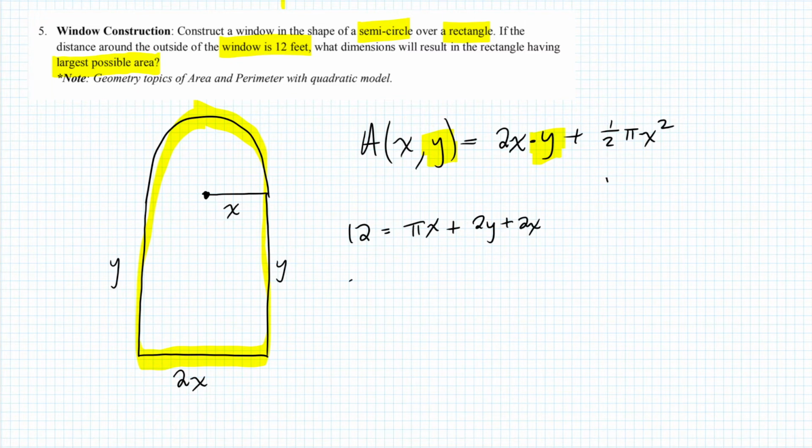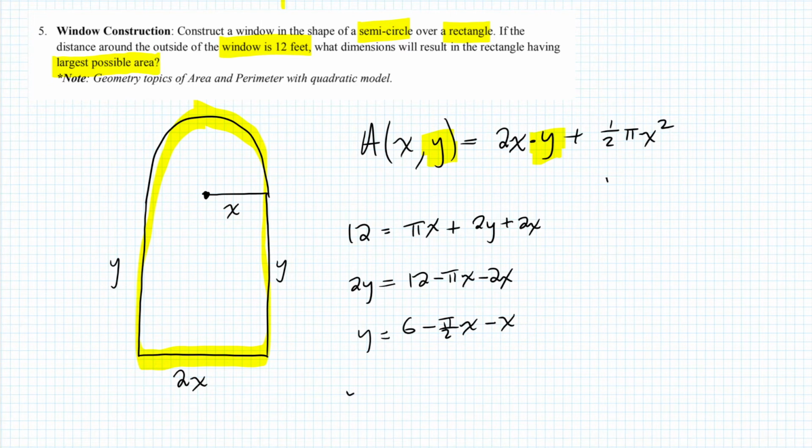And what I want to do is get y by itself. So I get 2y is equal to 12 minus pi x minus 2x, and I divide everything by 2, and I get y is equal to 6 minus pi over 2 x minus x.